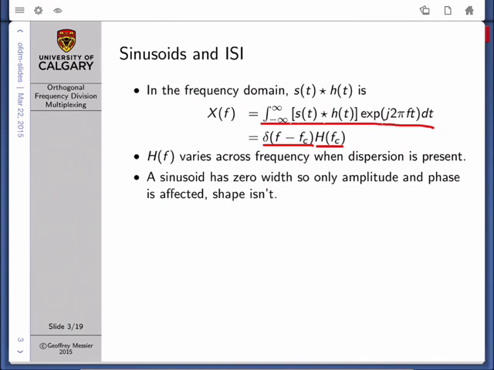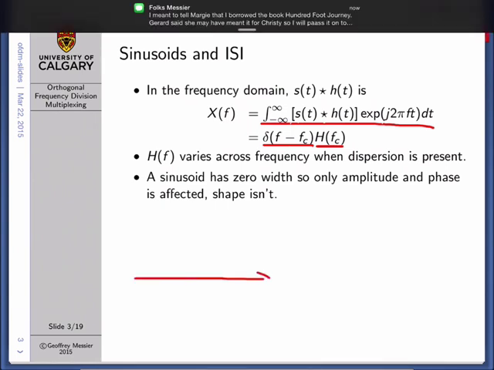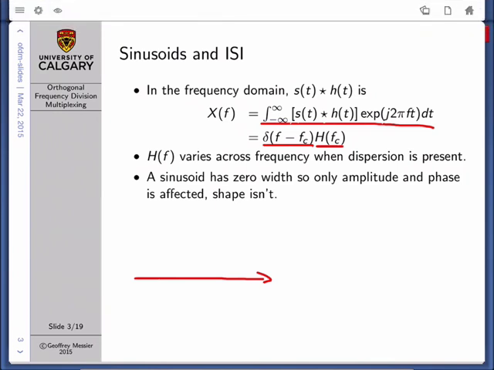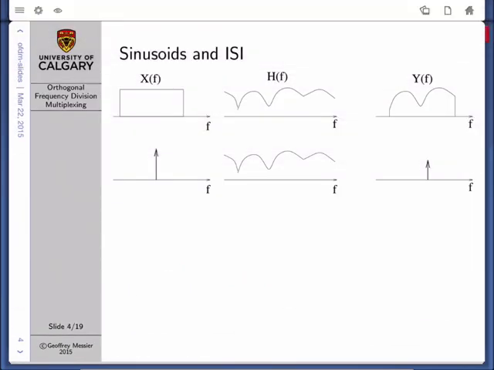So typically when you have a dispersive channel, H is, we'll have a shape that looks like this. And that will typically, if the transmitted signal has a non-zero width, change the shape of the signal in the frequency domain, which changes the shape of the signal in the time domain. However, if our transmitted signal has zero width, as is the case with the delta function, it can't fundamentally change its shape. And that's what I'm trying to illustrate here.